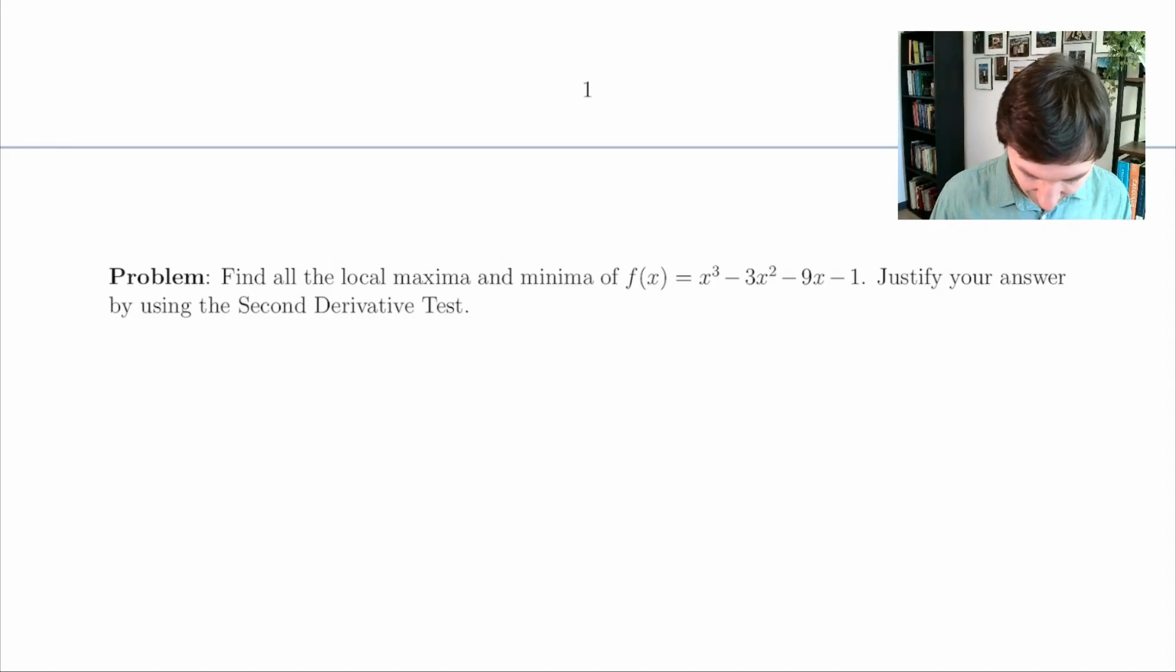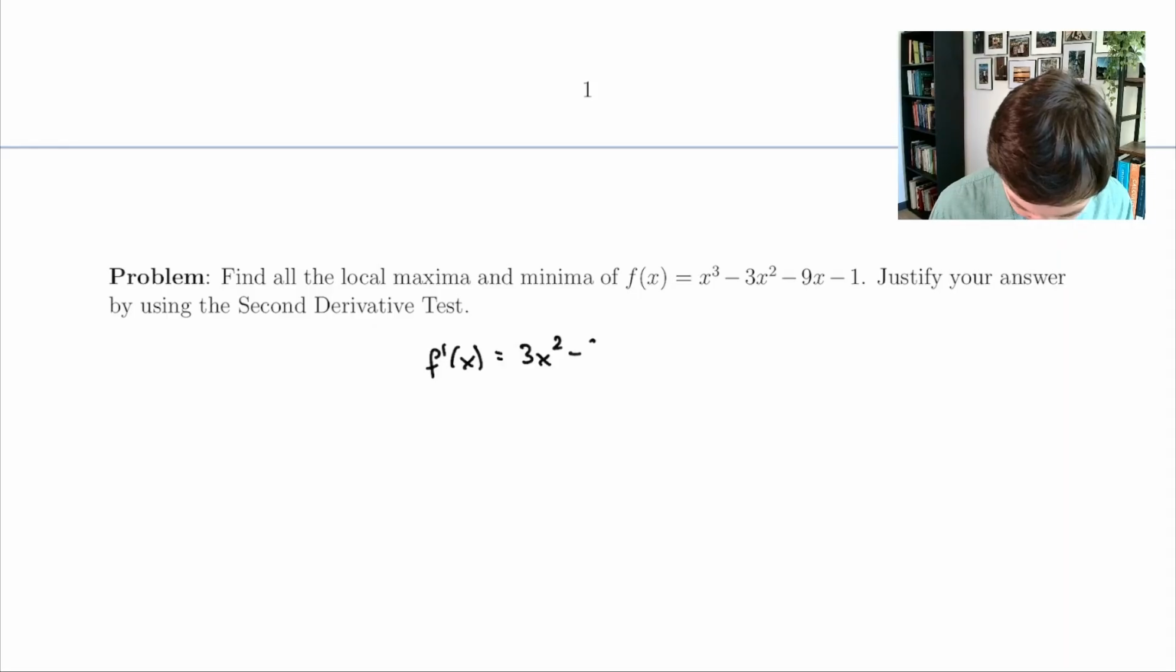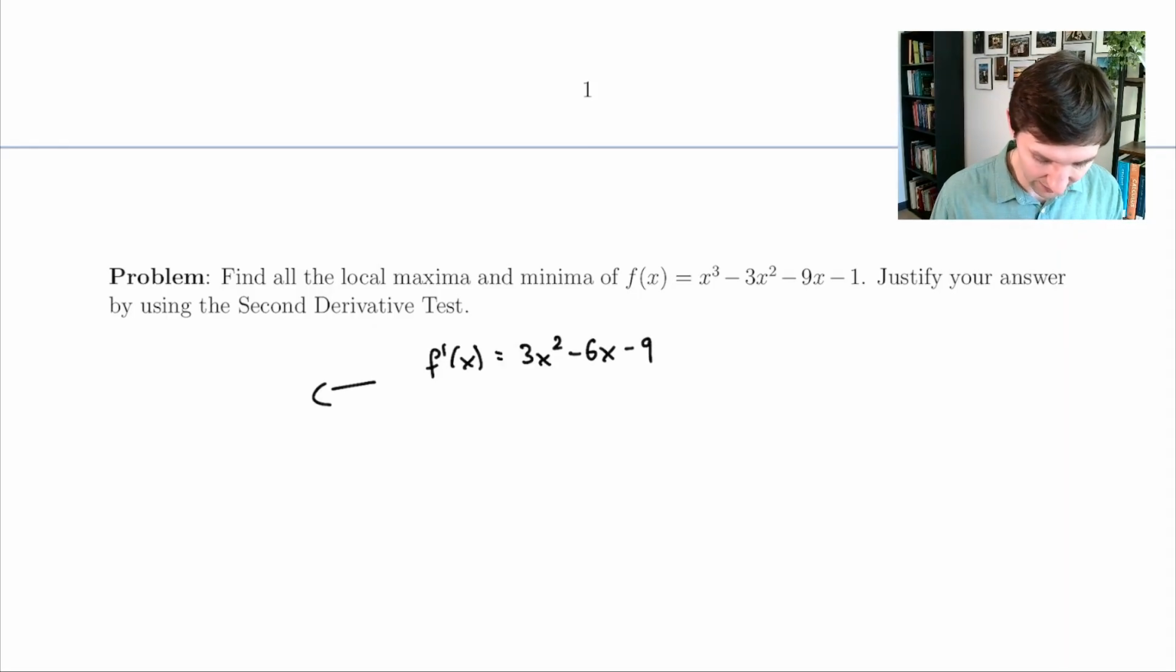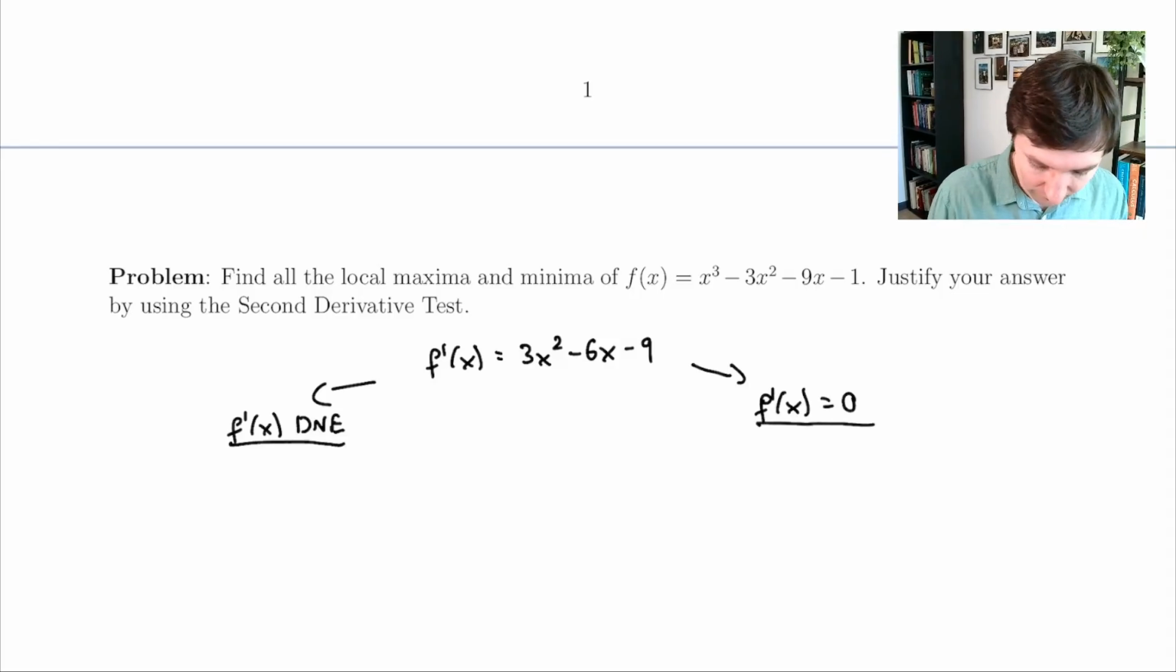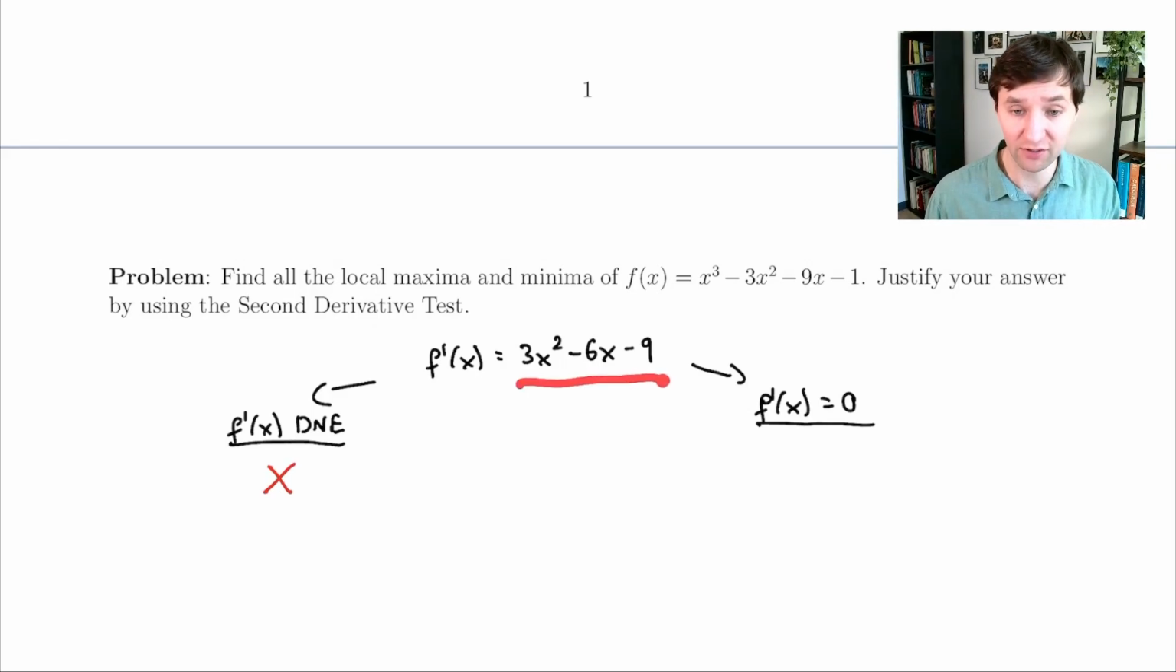I do it by first finding the derivative of the function, and I get 3x squared minus 6x minus 9. Then I ask myself two questions. Are there any x's here where the derivative doesn't exist? And are there any x's there where the derivative equals 0? This is a polynomial, which means the derivative, this function, exists for all the x's.